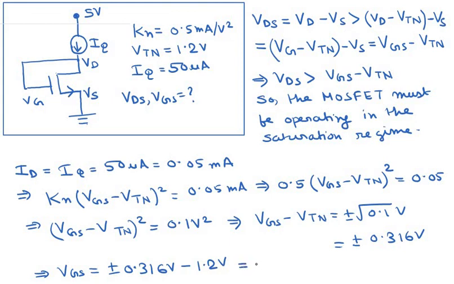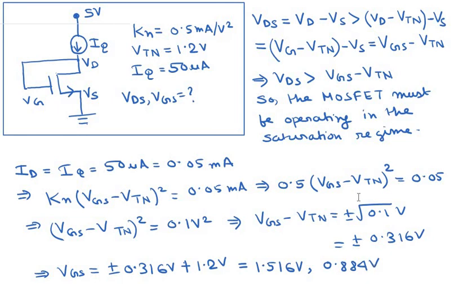So we have two solutions for the plus minus signs. Sorry, we actually have a plus sign over here because VGS minus VTN is equal to this quantity. So VGS must be equal to plus minus 0.316 plus VTN, and VTN is 1.2 volts. So we have two quantities over here. One is 1.516 volts and another is 0.884 volts for the minus sign.